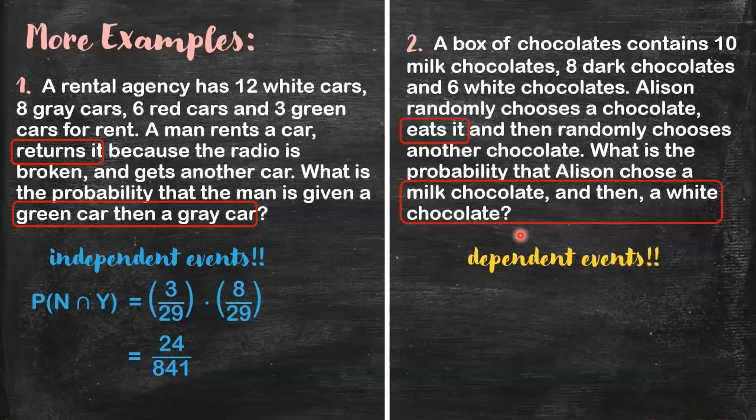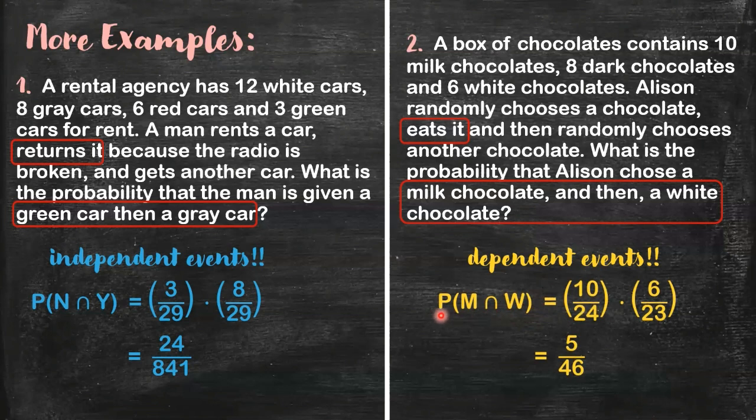So, since we have dependent events here, we have this probability. The probability of getting a milk chocolate, then a white chocolate is equal to, this is the probability of getting a milk chocolate. Why? Because we have 10 milk chocolates. Ito, oh. And 24 chocolates in all. 10 plus 8 plus 6 equals 24.